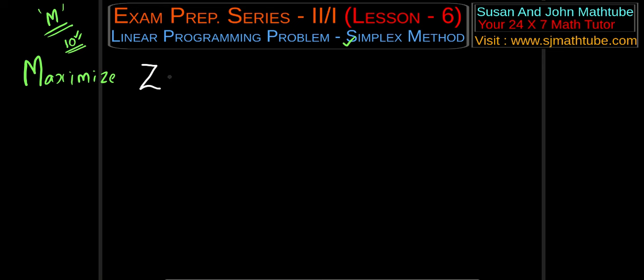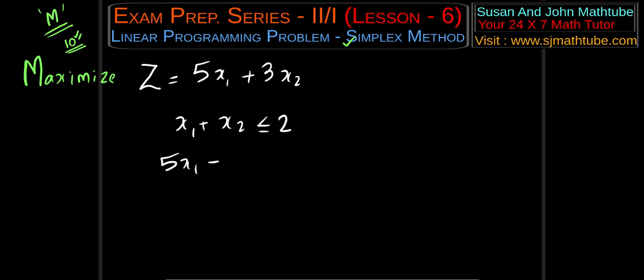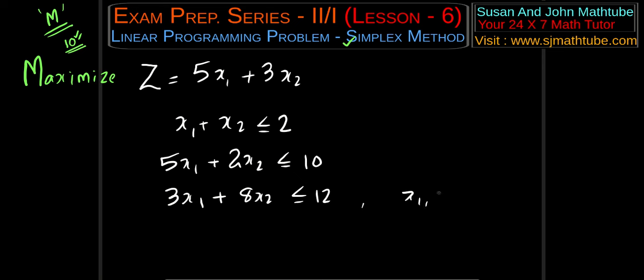Maximize z equal to 5x1 plus 3x2, subject to the conditions x1 plus x2 less than or equal to 2, and 5x1 plus 2x2 less than or equal to 10, and 3x1 plus 8x2 less than or equal to 12, x1, x2 greater than or equal to 0, using the Simplex method. So tell me what to do first.